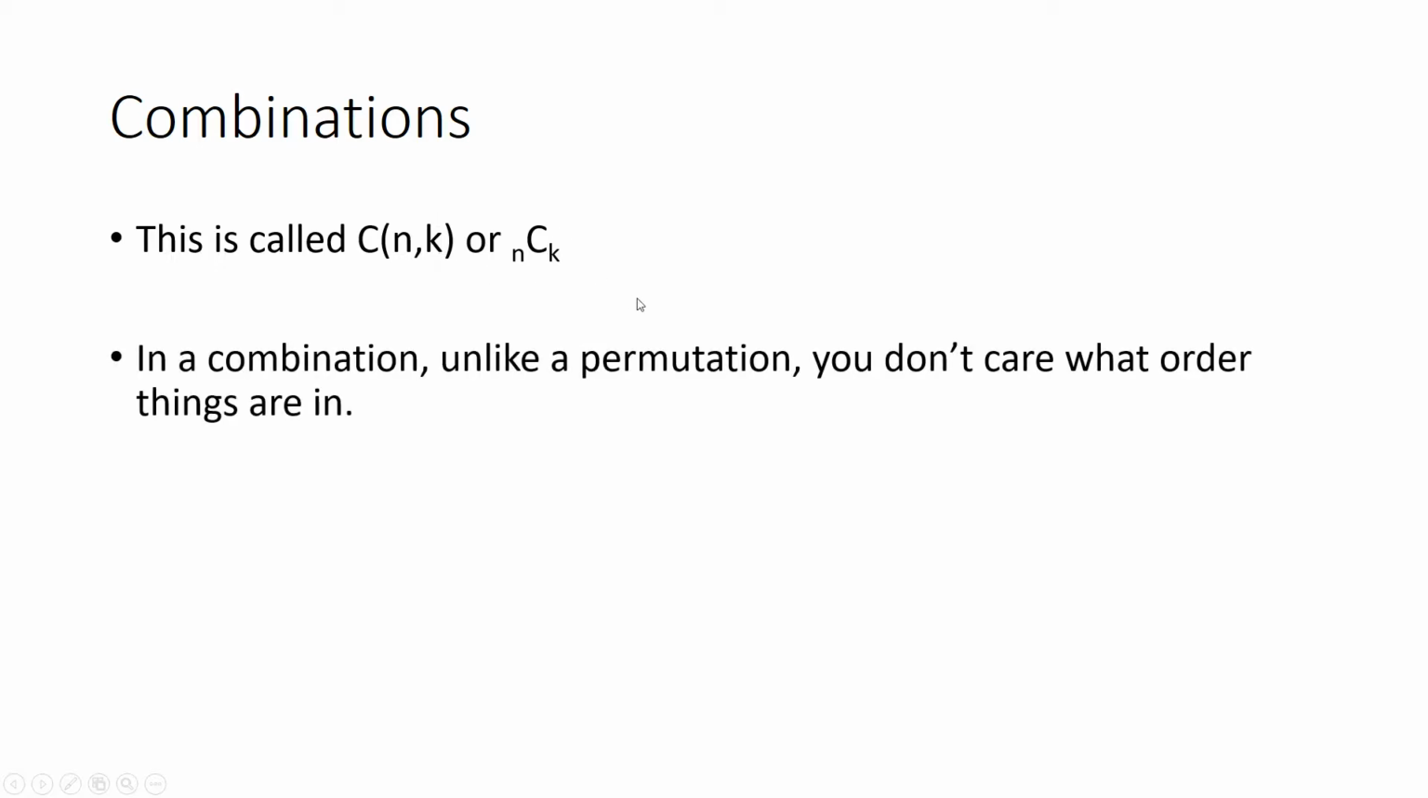Moving on then, the other side of the deal is combinations. And this is written as C brackets n comma k, or n choose k. In a combination, unlike a permutation, you don't care what order they're in. So if you deal 5 cards, you pick them up, you can shuffle them in your hand, it doesn't matter. It just matters which cards you've got.